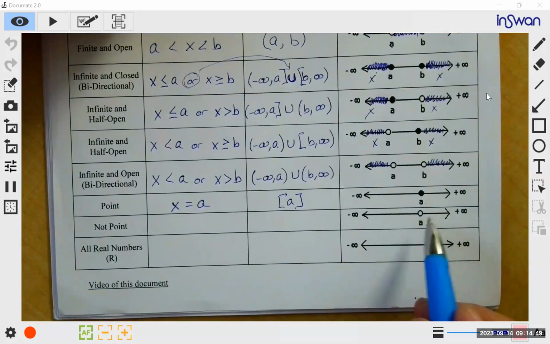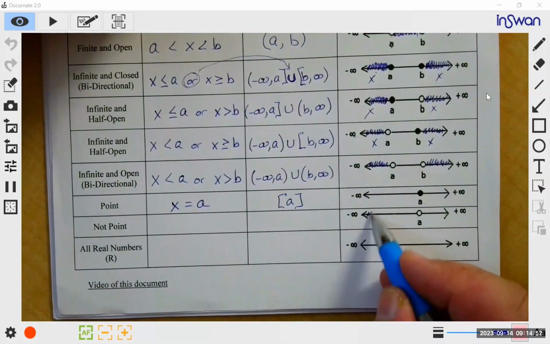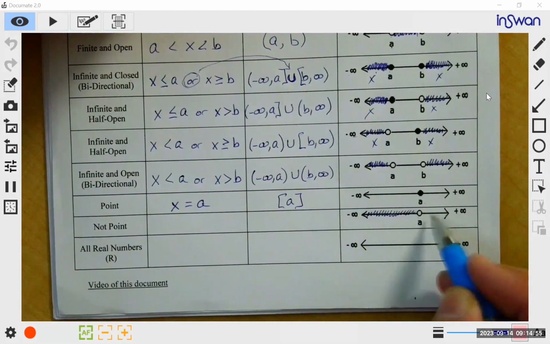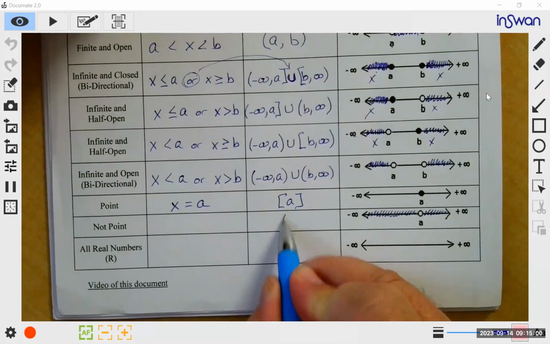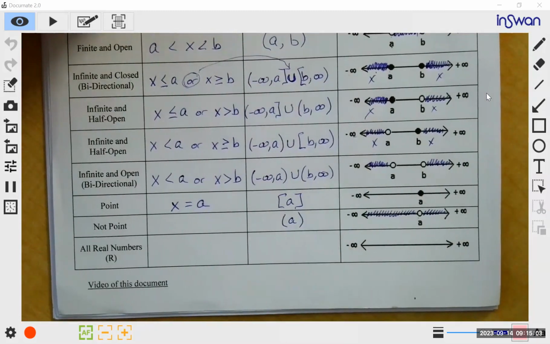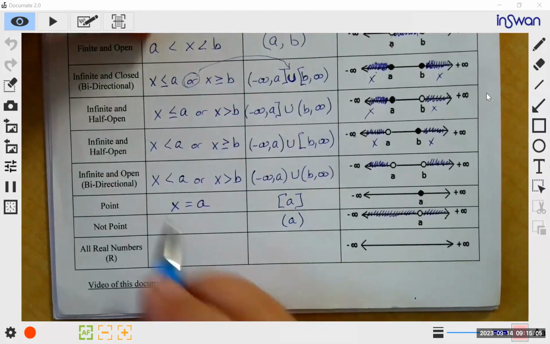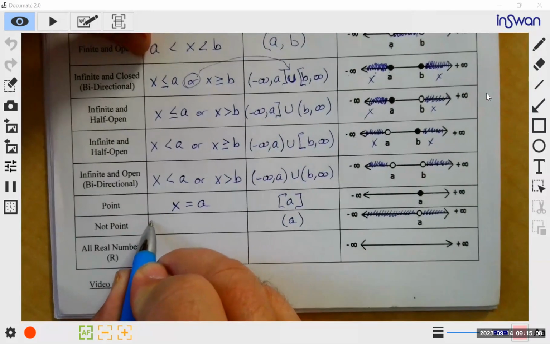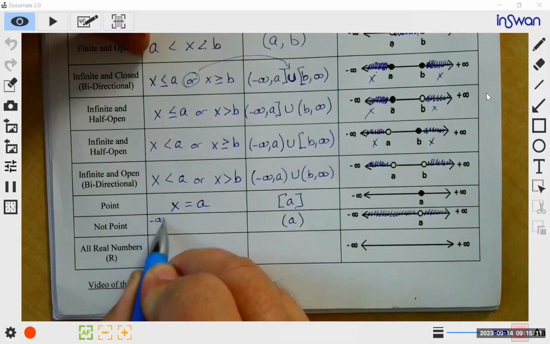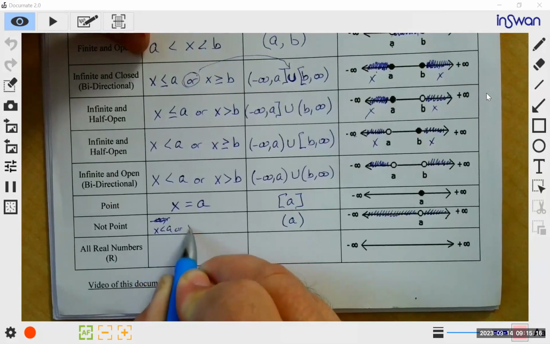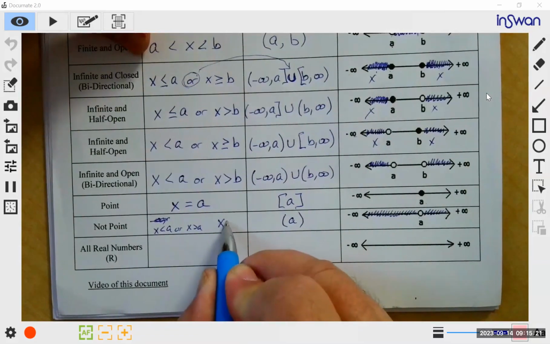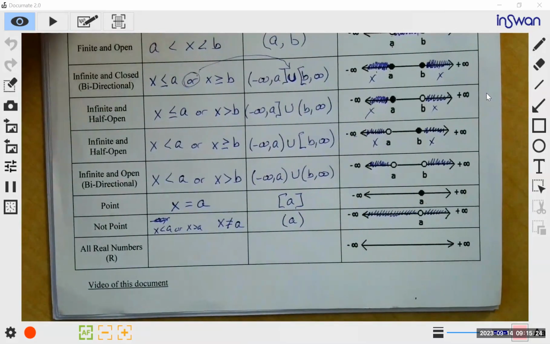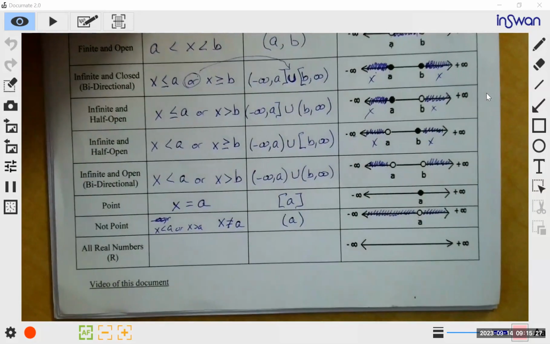And the opposite, what this one says is all of this is my solution. In interval notation, it's pretty easy. It's just not A. This one, I could write two ways. I can either go from negative infinity to A union A to infinity, where X is less than A or X is greater than A. Or I can write X does not equal A. They both mean the same thing.